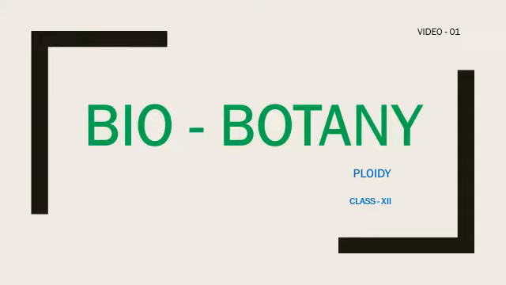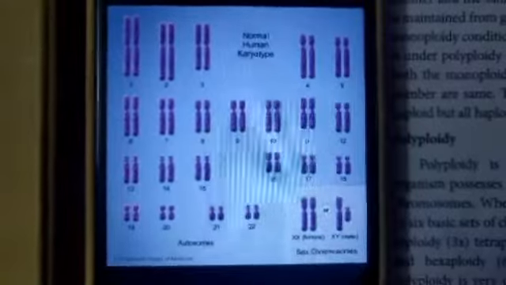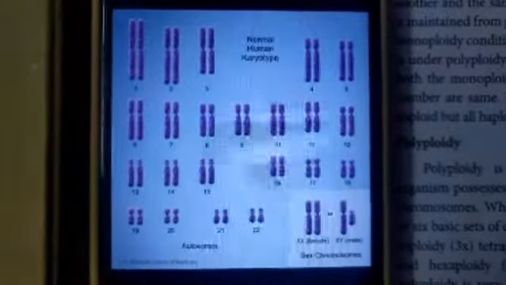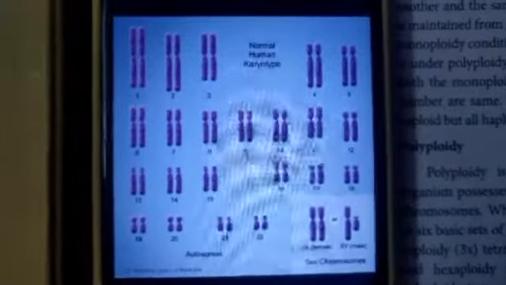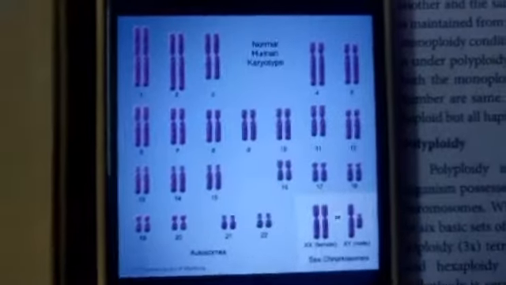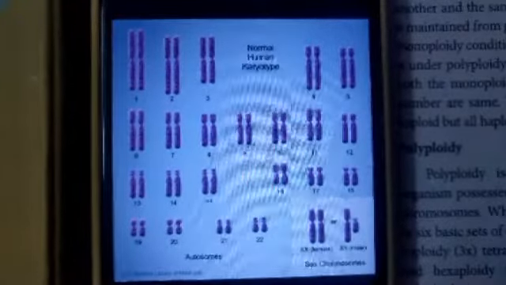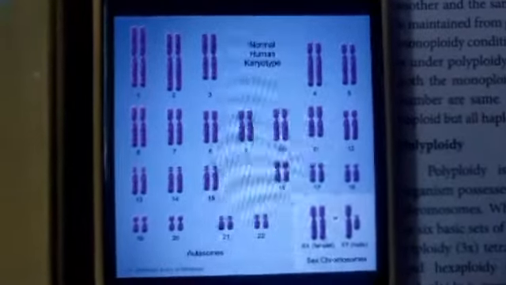Morning, students. Today's topic is ploidy, chromosomal mutation. Any alteration in the number or structure of chromosomes is called a chromosomal mutation or chromosomal aberration. It may cause changes in the number of chromosomes or changes in the structure of chromosomes. First, changes in the number of chromosomes.